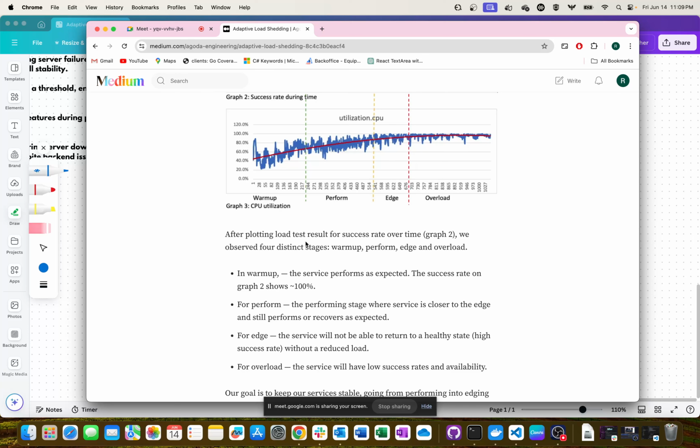So the system performs, it shows 100%. The performance stage is closer to the edge, but it's still 100%. Overload is where the system will have low success rates or low availability. And a good adaptive load shedding system will show that the system is healthy under all these conditions. It shouldn't be mistaken that the system is not performing as expected or some other error has happened. So the system should be scalable. It shouldn't reach overload. It should go to the edge and then come back. There should be more containers spun up by the time it goes to this. And this is kind of what you read about in this paper.